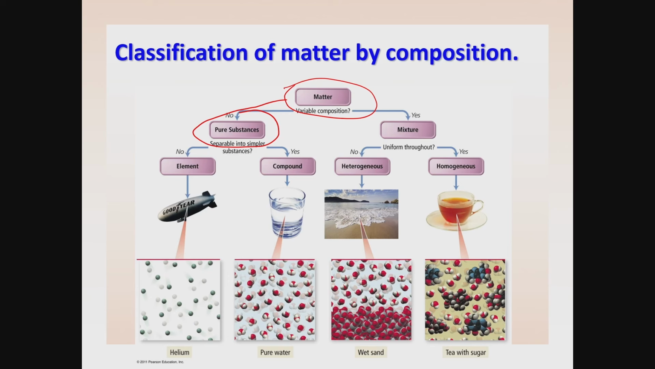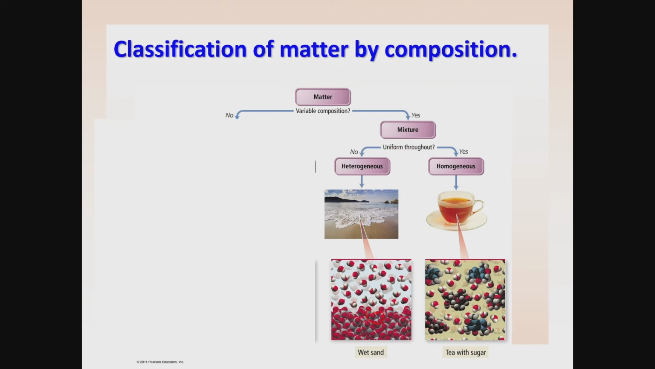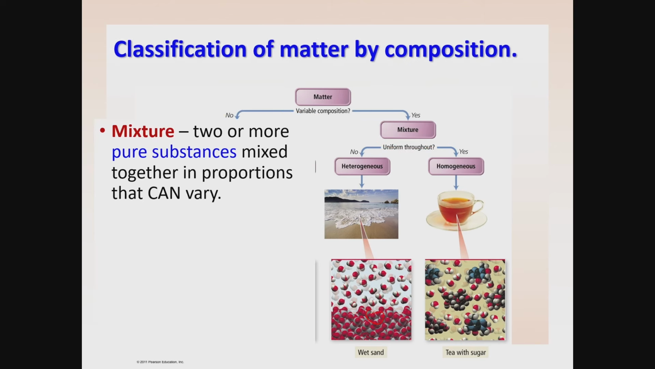But on the other hand, you may have two or more pure substances mixed together. When you have that happen, that is called a mixture. As you probably know, you can put one pure substance into another and vary the proportions. If you're able to do that, that classifies it as a mixture. Now, we can subdivide mixtures into two types.